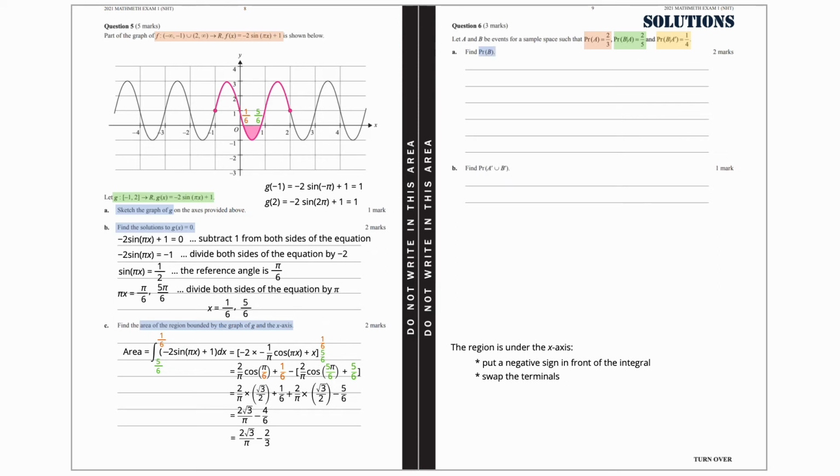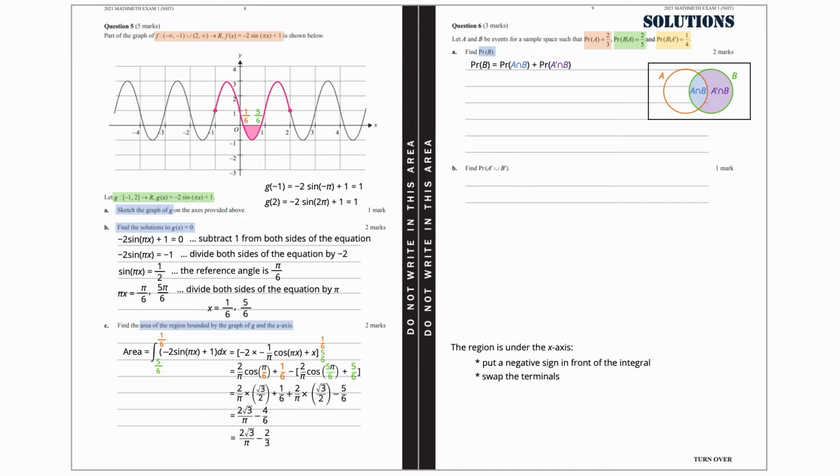Let's draw a Venn diagram. A circle for event A and a circle for event B. The part in the middle, the overlap, is A intersection B, and the remainder of the circle for event B is A dash intersection B. So probability of B equals probability of A intersection B plus probability of A dash intersection B.